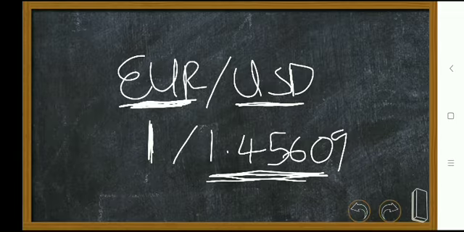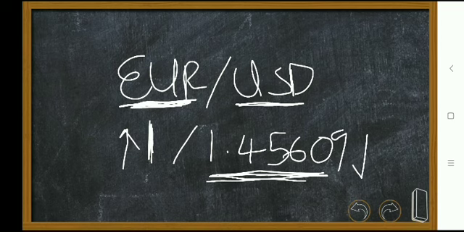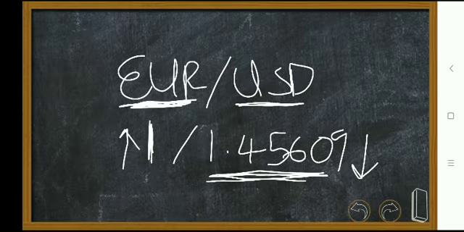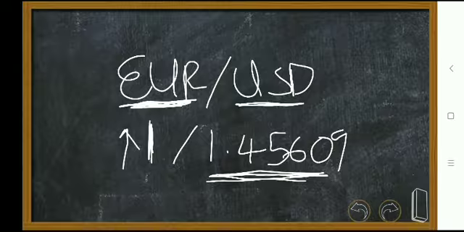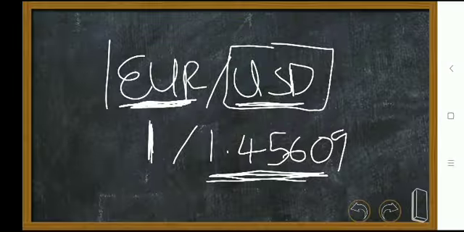If you buy 1 euro, you are automatically selling this one. Remember, we said when you buy one, you automatically sell the other. When you sell one, you automatically buy the other. So this is how this whole thing works. So remember, this is the quotation. The quote is a quotation for the base.